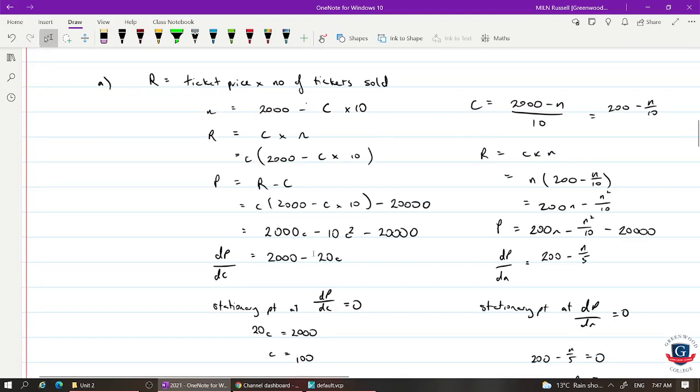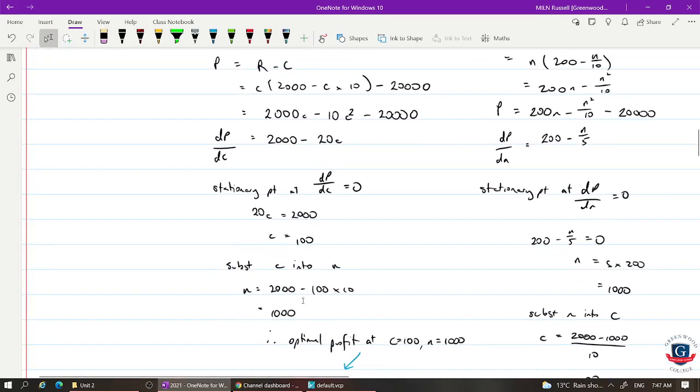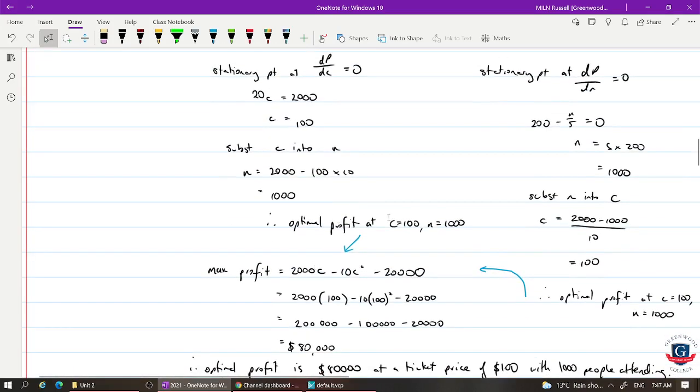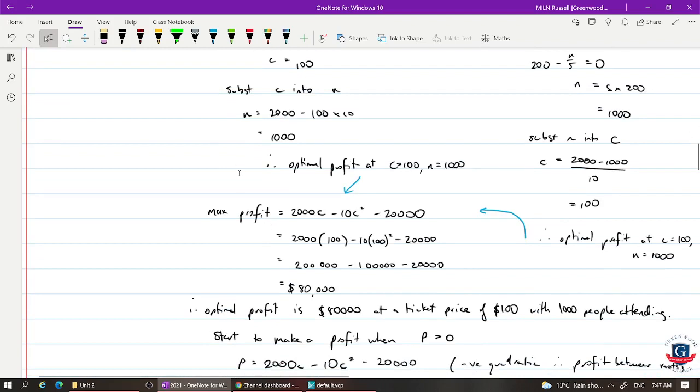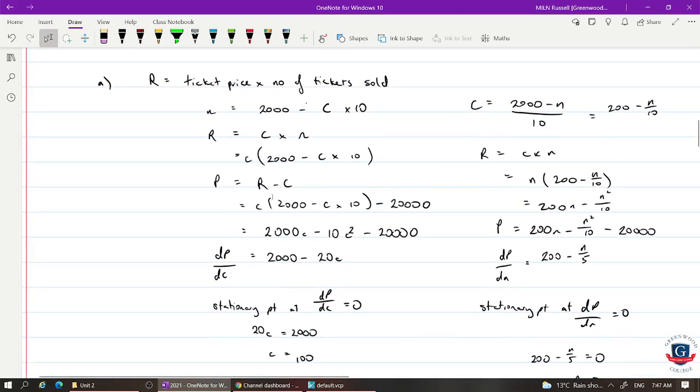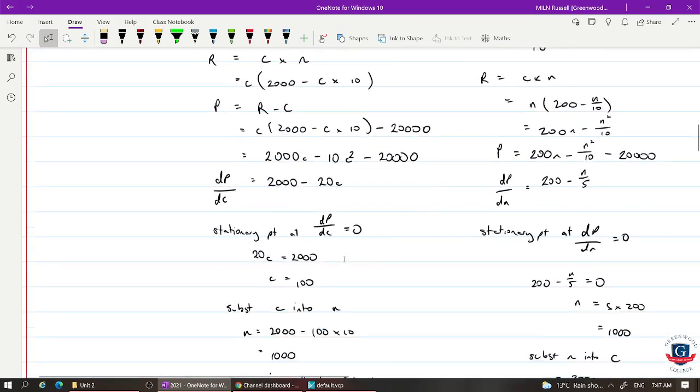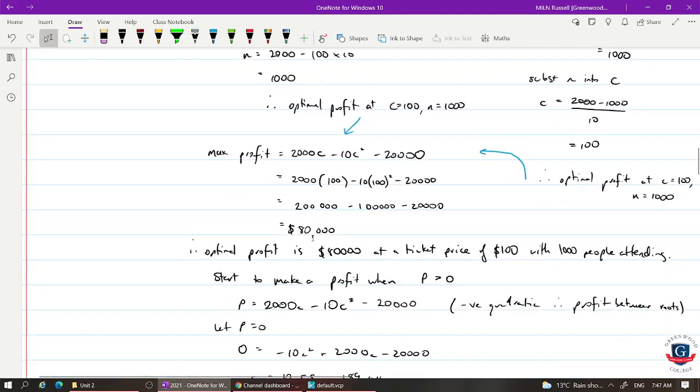From that, we can find the derivative of profit with respect to cost, and if we equate that to 0, that'll tell us where the stationary points are. For a negative quadratic, that'll be a maximum, and we find out that the optimal profit is at C equals 100 and N equals 1,000. We can find out N equals 1,000 by substituting back into this formula here. To find out the max profit, take the cost of 100, substitute that back into our profit formula, and that'll tell us our maximum profit is $80,000.